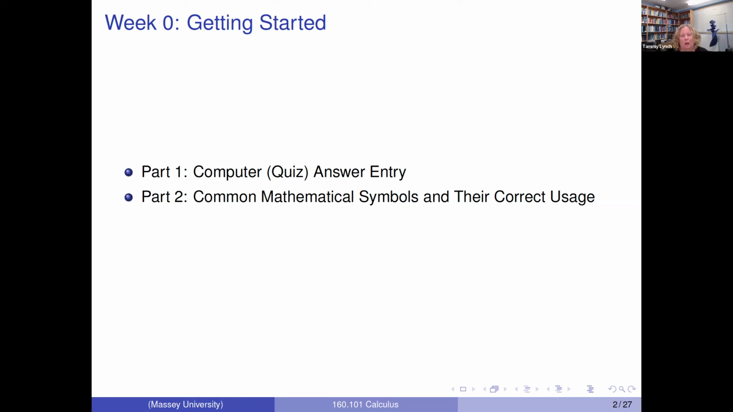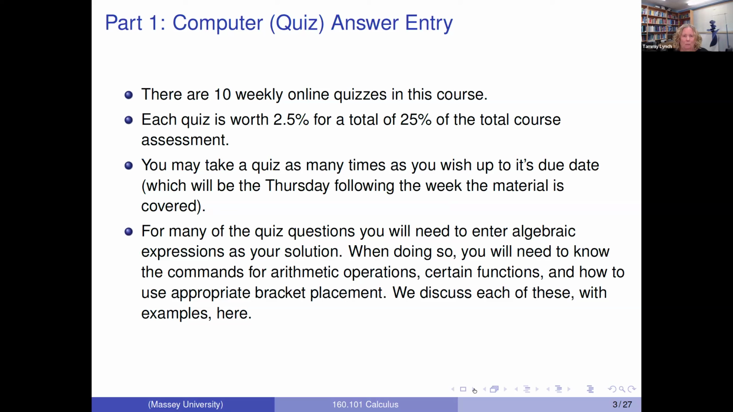And in the second video, or part 2, we're going to look at common mathematical symbols and how to use them correctly. Okay, so let's start with part 1.